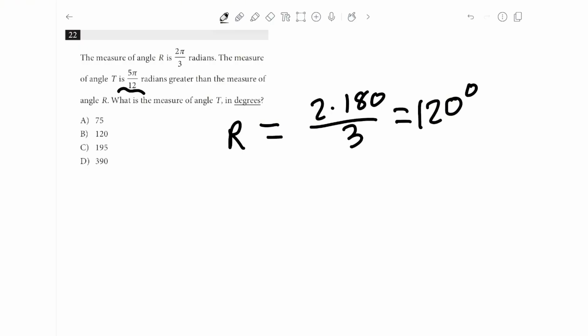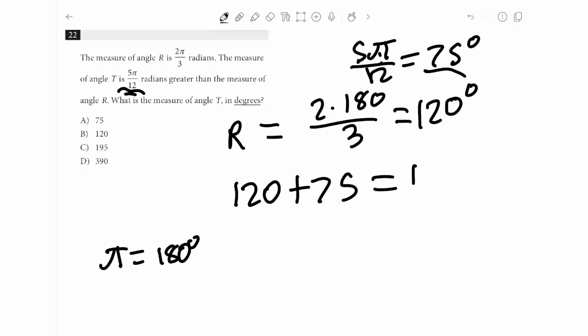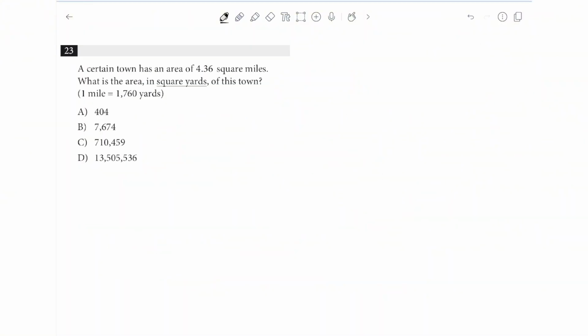So then for angle t, it's saying that it's that many radian degrees greater than the measure of angle r. So let's do measure of angle r plus, and let's convert that 5 pi over 12 into degrees first. That should be 75 degrees, and we did the same thing. We just did 5 times 180 divided by 12, because when we're doing radians to degrees, pi just equals 180 degrees. So if it's 75 degrees greater than angle r, just going to do 120 plus 75 and that is 195 degrees.